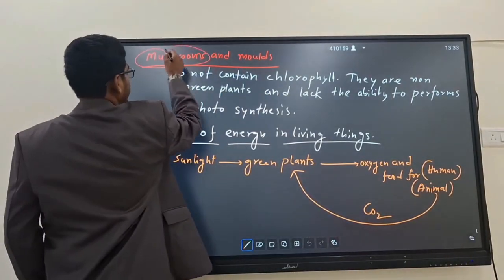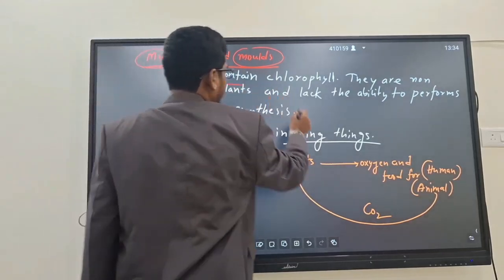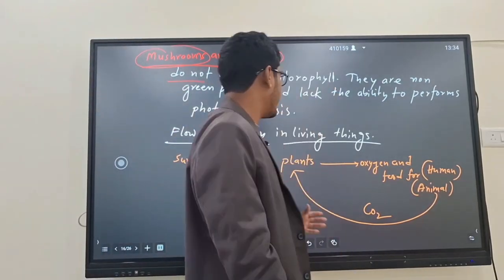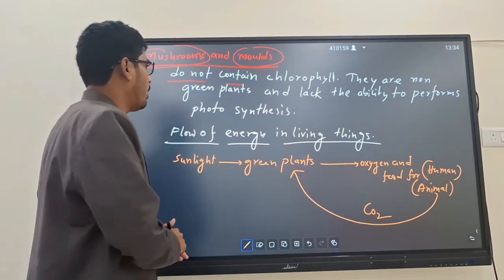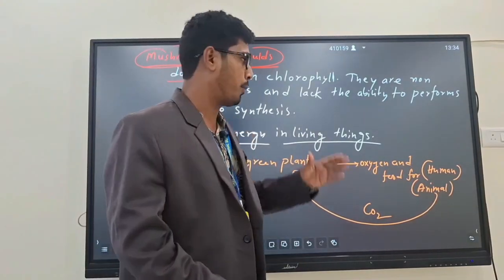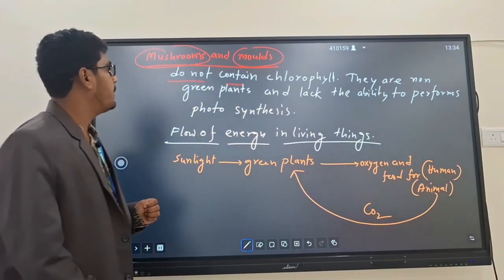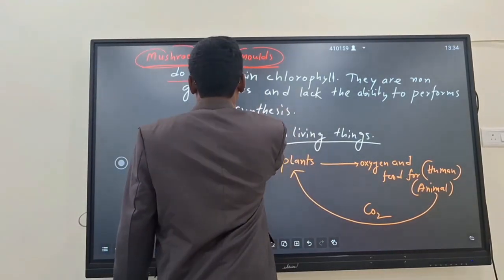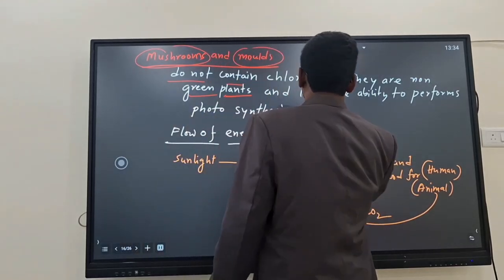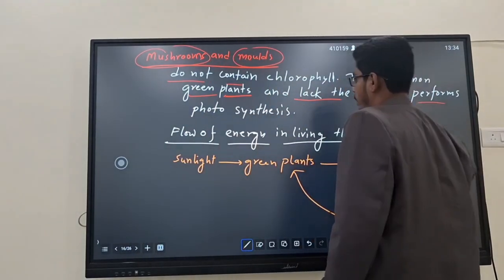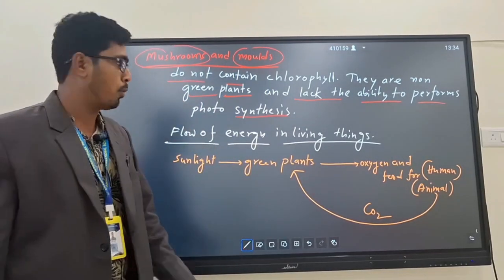Mushroom and molds do not contain chlorophyll. That's why mushroom and molds cannot do photosynthesis, because there is no chlorophyll. For photosynthesis, chlorophyll is required to complete it. So green pigments are not there, and that's why they lack the ability to perform photosynthesis.